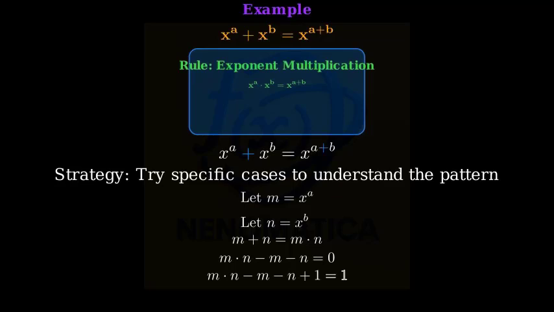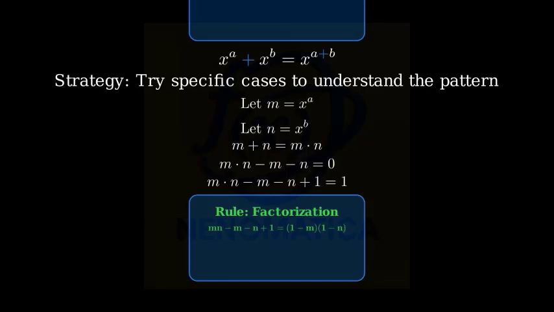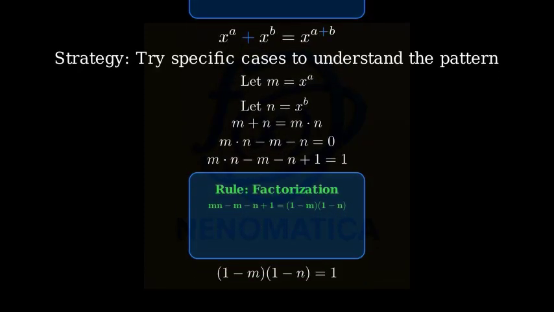Let's rearrange this to standard form. M times n minus m minus n equals 0. We can factor this as m times n minus m minus n plus 1 equals 1. Further factorizing, the quantity 1 minus m times the quantity 1 minus n equals 1.